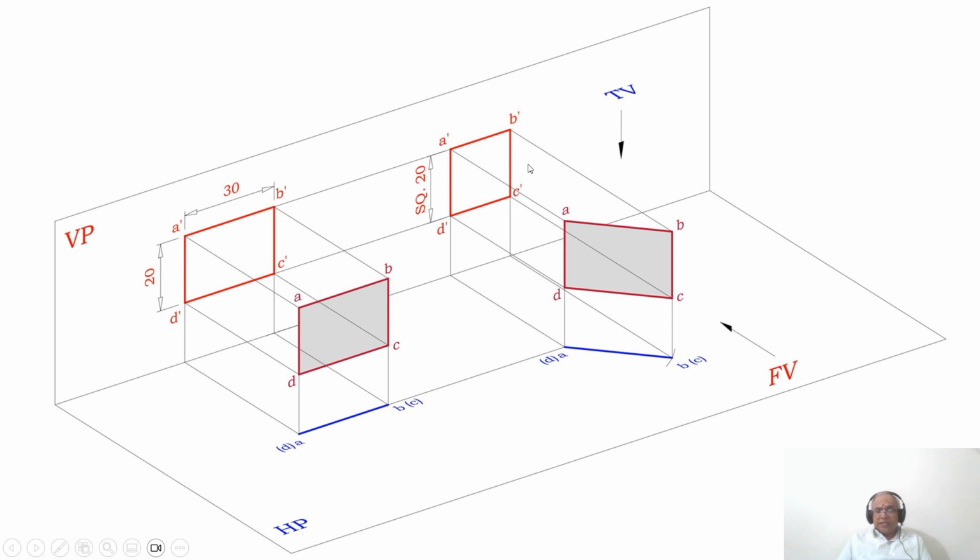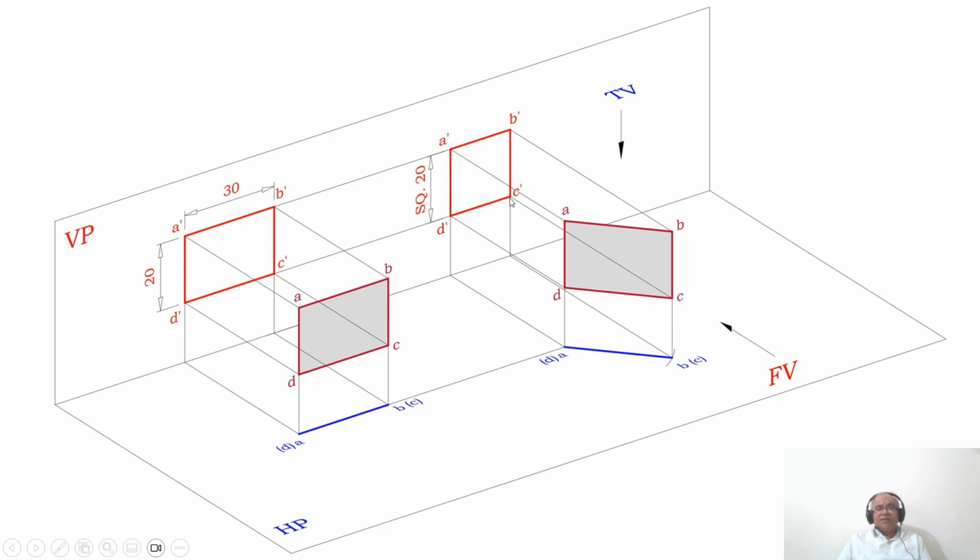This is not a true shape, it is an apparent shape, because since AB becomes inclined, A dash B dash will be an apparent line. Both BC and AD are parallel to VP, so you are getting these two in true length. Similarly, CD is also inclined to VP, therefore you are getting the apparent length.